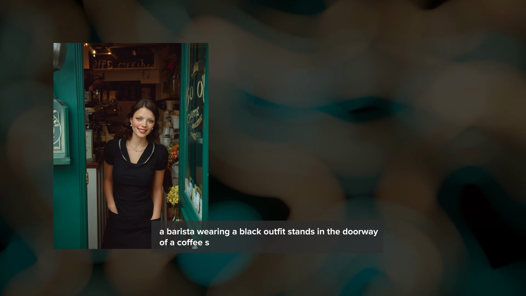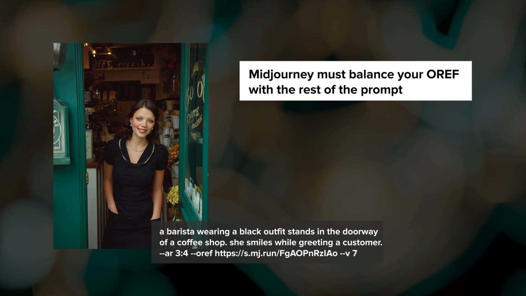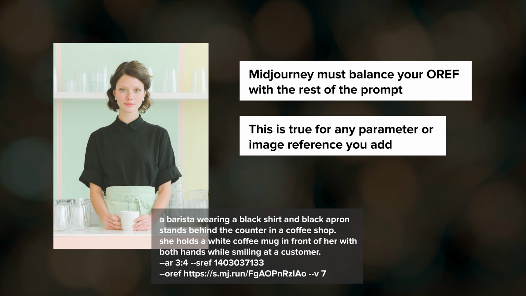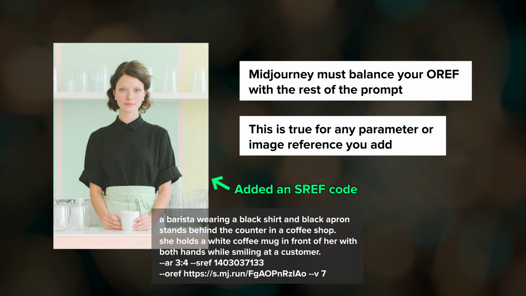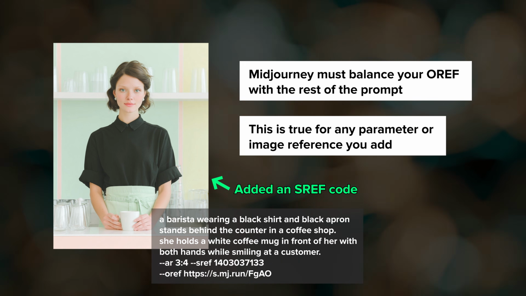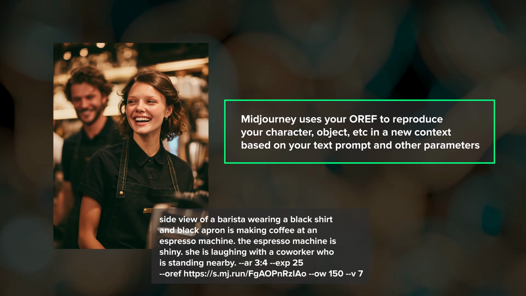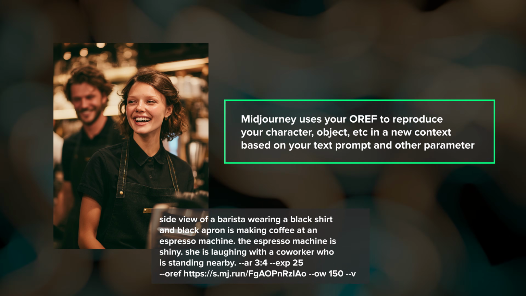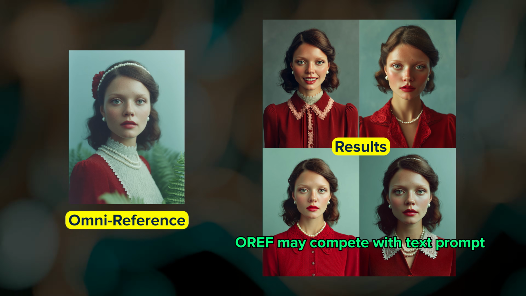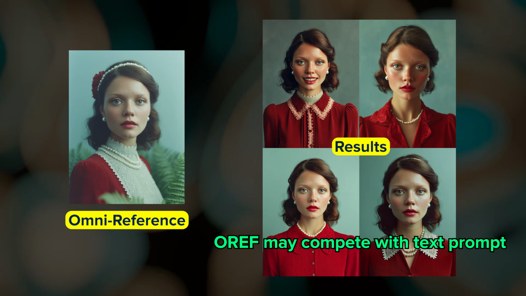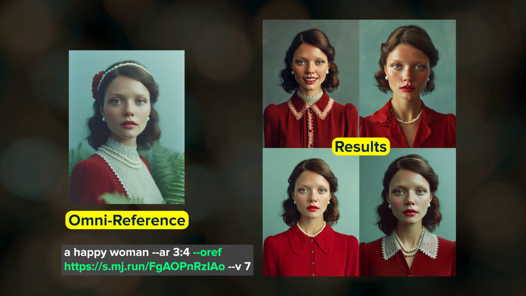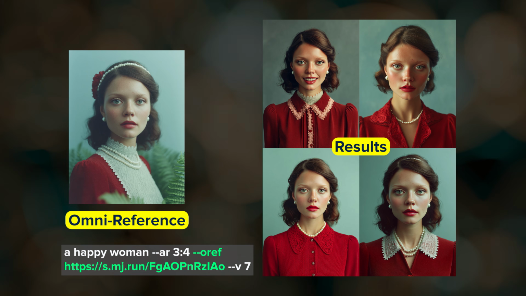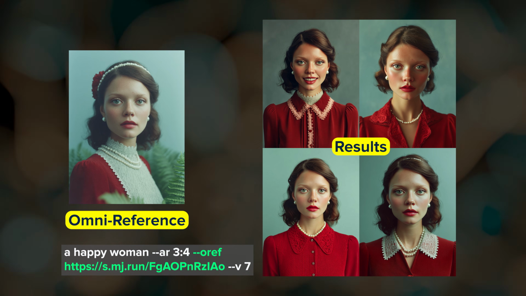Adding an Omni-Reference to your prompt creates a new variable that Midjourney needs to balance against your text prompt. Any additional parameter or image reference that you add to the prompt influences your results along with the text prompt. In the case of Omni-Reference, Midjourney's job is to reproduce the character, object, whatever you have as your Omni-Reference, but in a new context. For characters, this can mean that the facial expression in your reference may compete with the text prompt. And in this particular case, she's not smiling in the reference image, and using the word happy in the prompt was not strong enough to get her to smile consistently in the results.